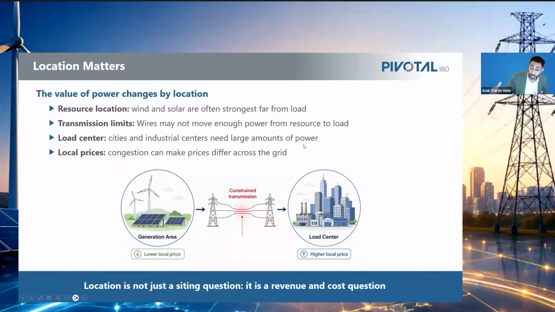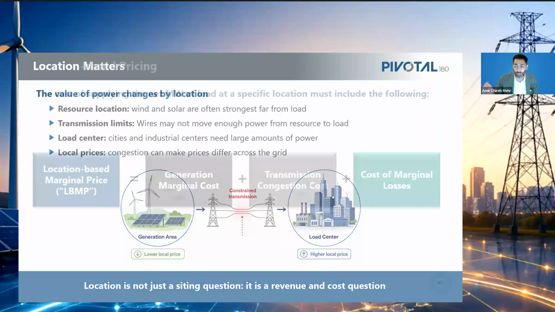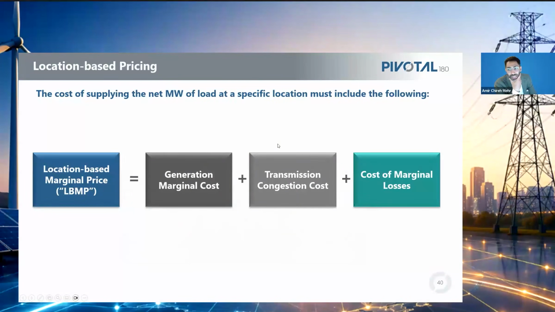But it also becomes a revenue and cost question on the flip side, depending on whether we enter into an offtake agreement where we have a contracted set of revenues, or if we're going to participate as a participant in the market, say as battery storage or natural gas-fired assets sometimes do, in such a way as to maximize our revenue. So location becomes not just the siting question, but a revenue and cost question in turn. So we, in the prior section, talked about generation marginal cost. Now we're going to talk about transmission congestion cost, the second leg of this three-legged stool.